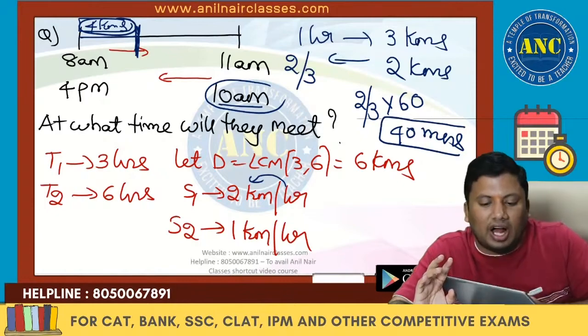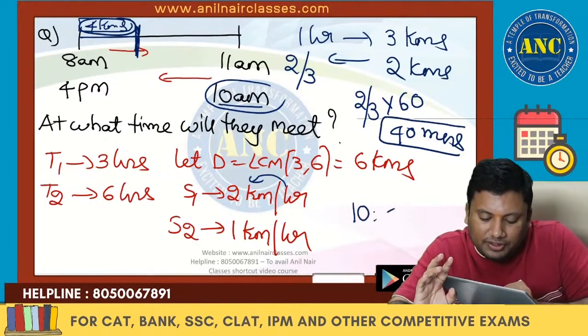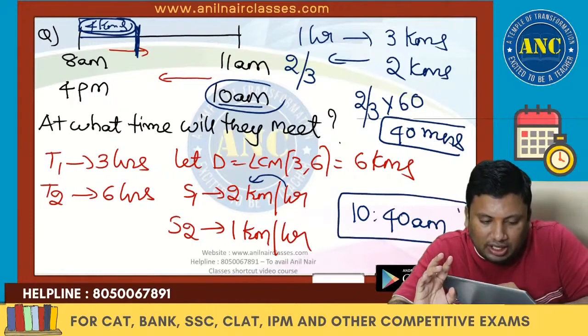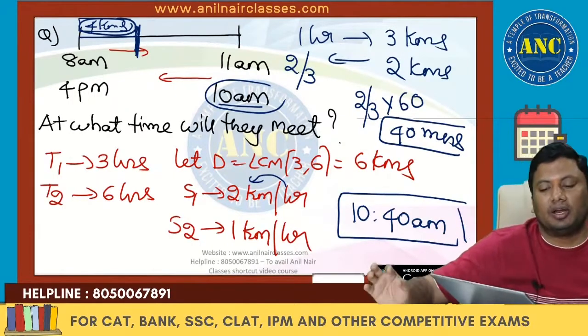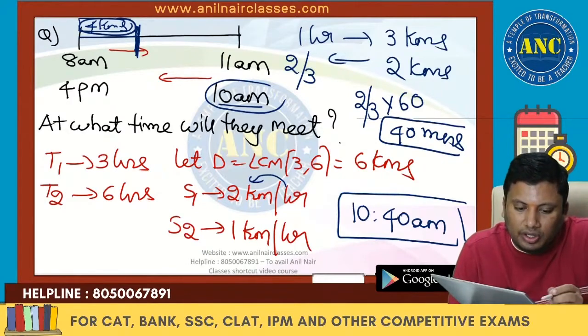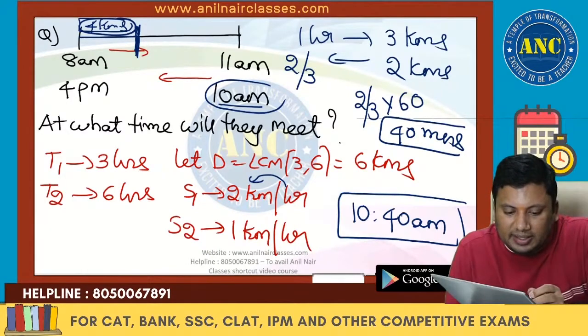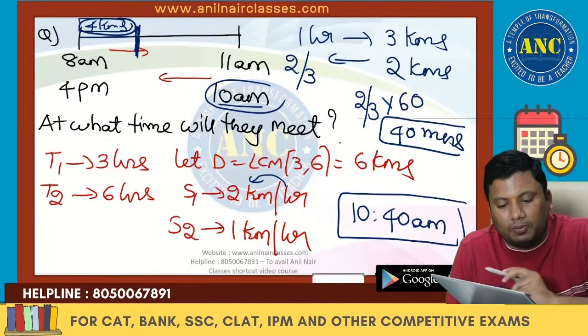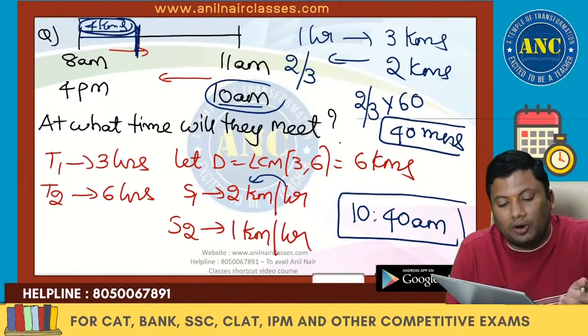They will meet after 40 minutes, after 10 o'clock. Answer is nothing but 10:40 a.m. T1 is 3 hours. T2 is 6 hours. D is LCM of 3 and 6, which is 6 kilometers. S1 is 2 kilometers per hour. S2 is 1 kilometer per hour.